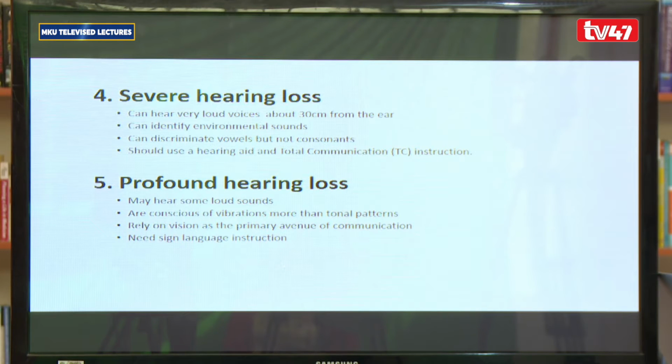They rely on vision as the primary avenue of communication. They look, read your face. They'll be able to know whether you are annoyed, whether you are happy. They will use sign language. They will receive through sign language.